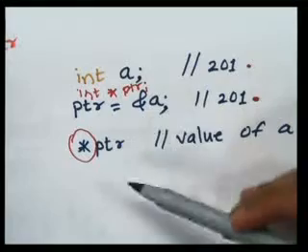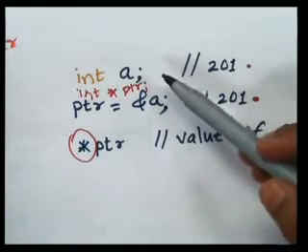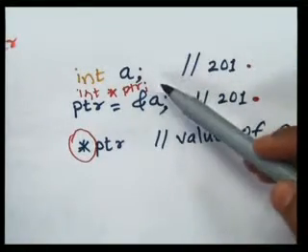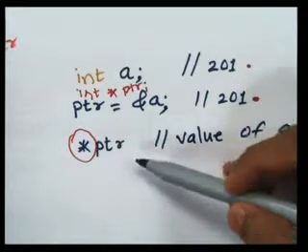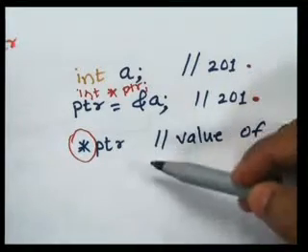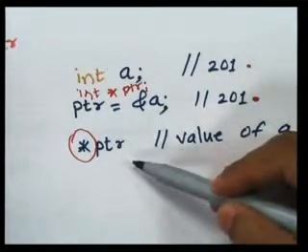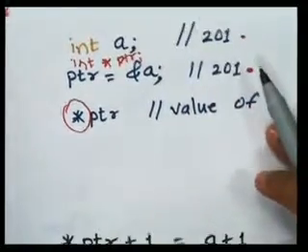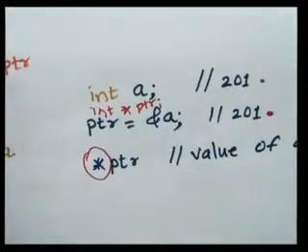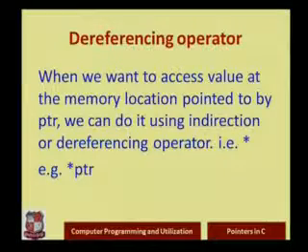In our example, PTR was pointing to the memory location which has A, right? So when I write star PTR, it means the value at the memory location pointed to by PTR. Now let us see the dereferencing operator. When we want to access the value at the memory location pointed to by PTR, we can do it using the indirection or dereferencing operator, that is star. So by writing star PTR, I will get the value of A.